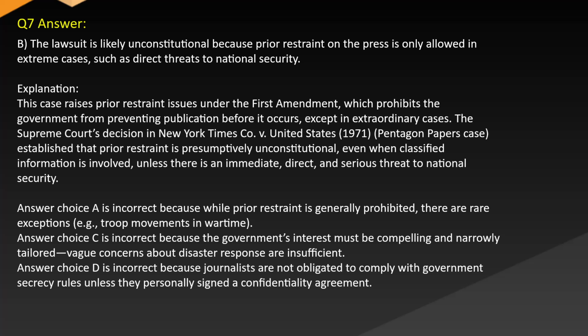Answer choice A is incorrect because while prior restraint is generally prohibited, there are rare exceptions, e.g. troop movements in wartime. Answer choice C is incorrect because the government's interest must be compelling and narrowly tailored. Vague concerns about disaster response are insufficient. Answer choice D is incorrect because journalists are not obligated to comply with government secrecy rules unless they personally signed a confidentiality agreement.